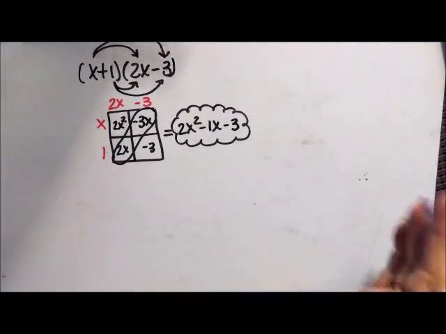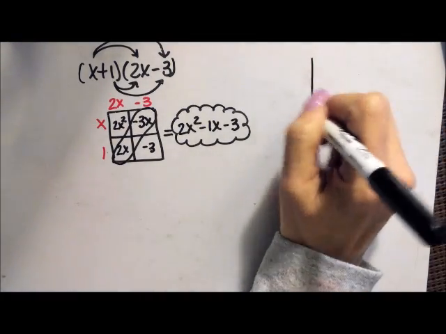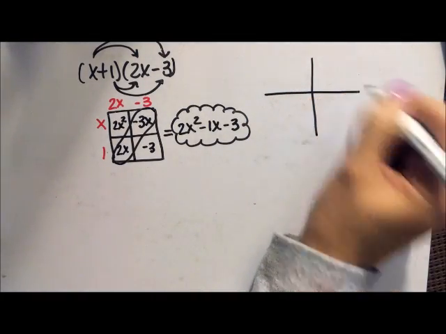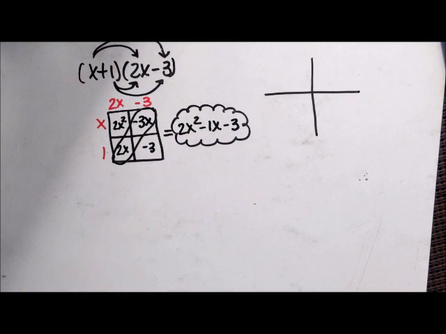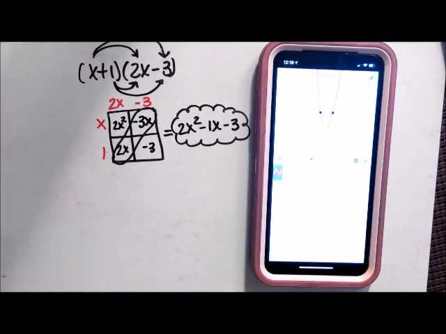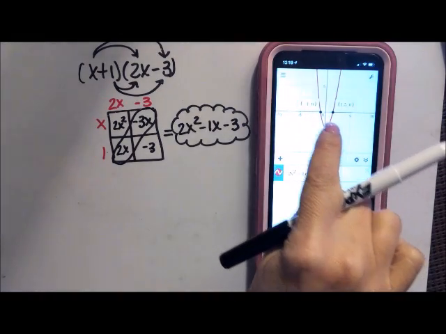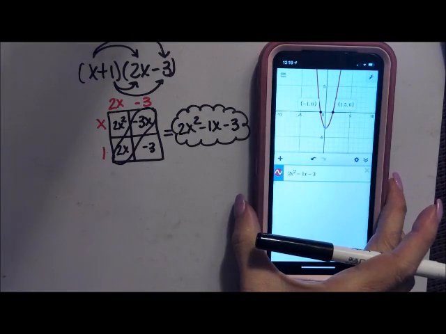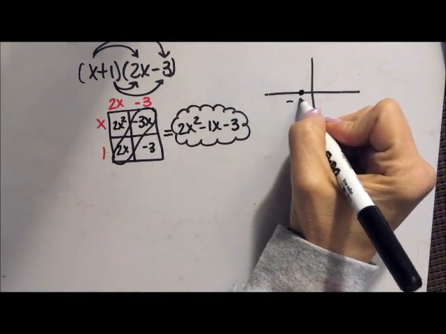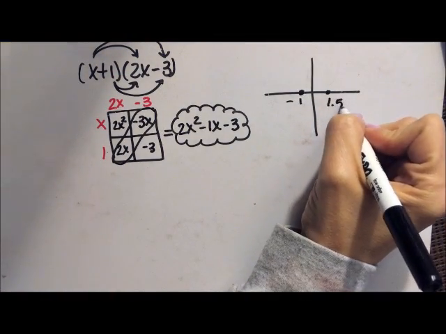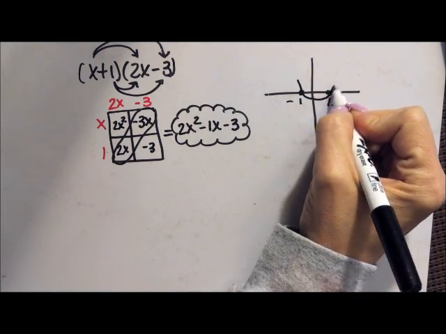So some of us used our graphing calculators, and we would graph it, and we would find the zeros. So let me grab my calculator real quick and grab those zeros. Okay, so some of us did this. We would graph it on our calculator, and we would see that it's at -1 and 1.5. And it looks something like this.